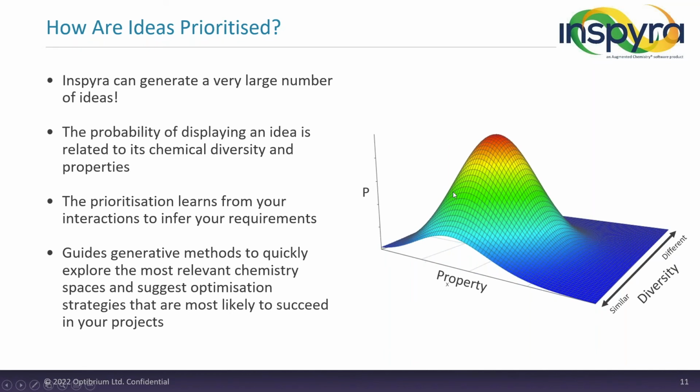If you're early on in a project, you might be willing to consider more diverse ideas, to spread out and consider lots of different chemical space. To do that, you might be willing to sacrifice your property value a little bit and consider some things that are perhaps a little bit less than ideal, to give you new avenues to explore. Whereas if you are late in lead optimization, you don't want to make any large jumps. You may be just looking at small refinements around your lead compound. So this approach guides these generative methods to very quickly explore the most relevant chemistry spaces and suggest those optimization strategies that are most likely to succeed in your project.